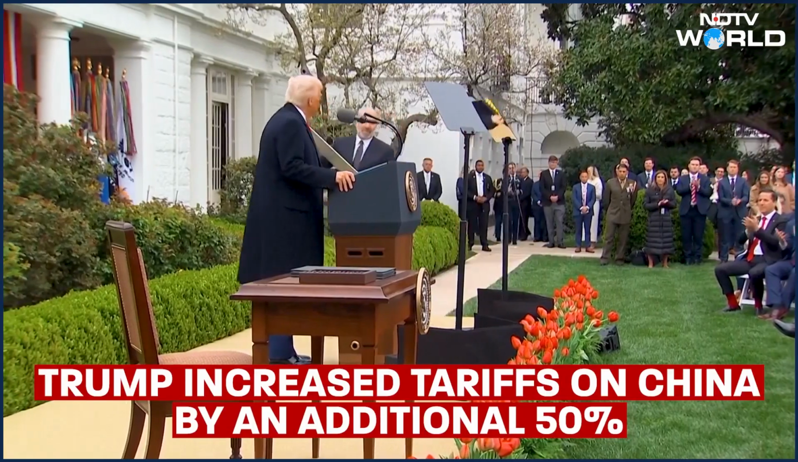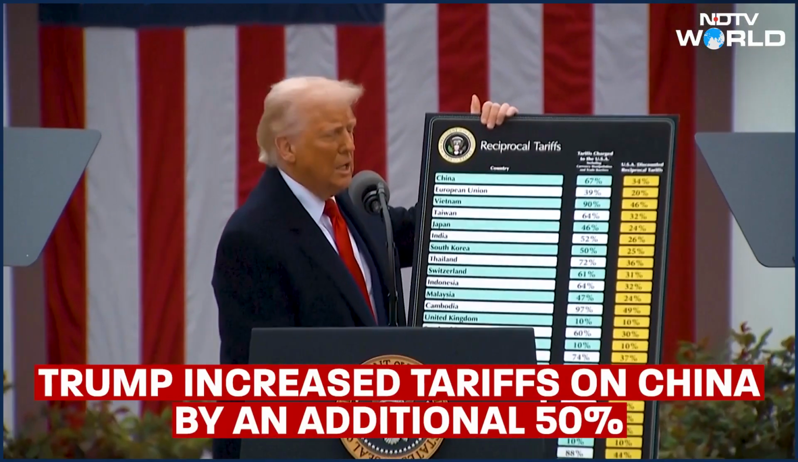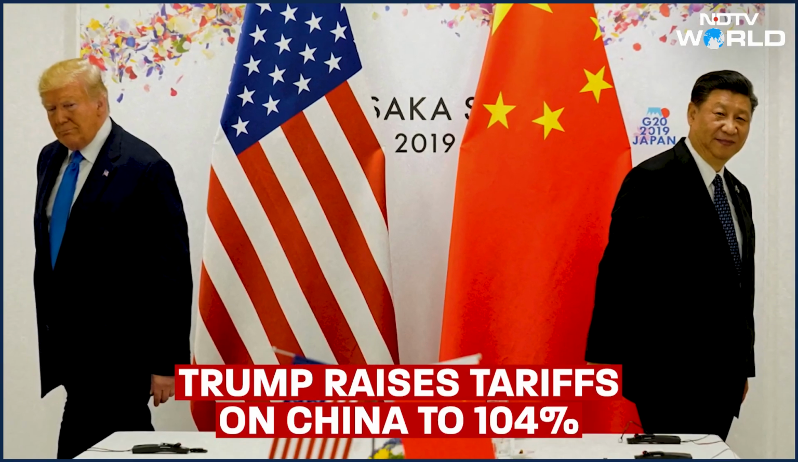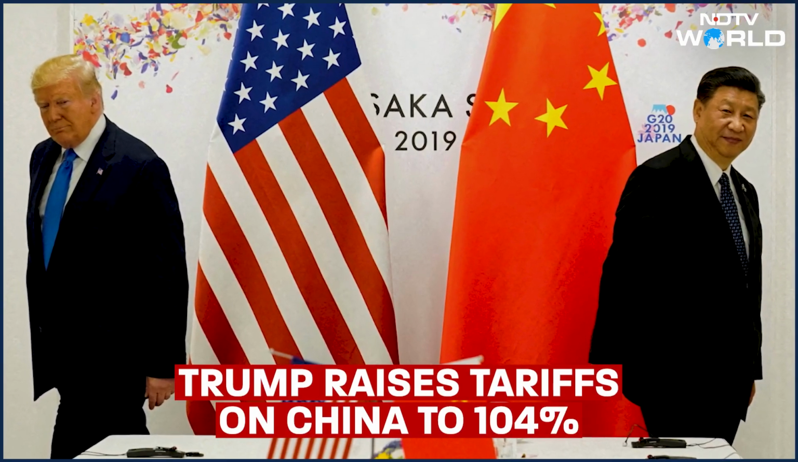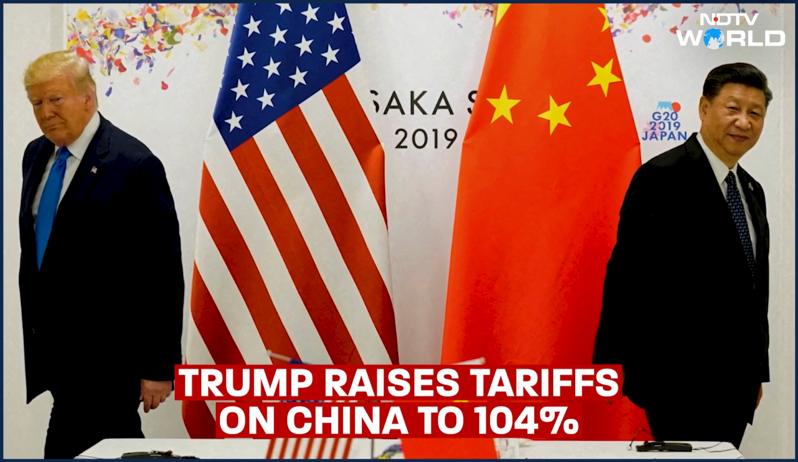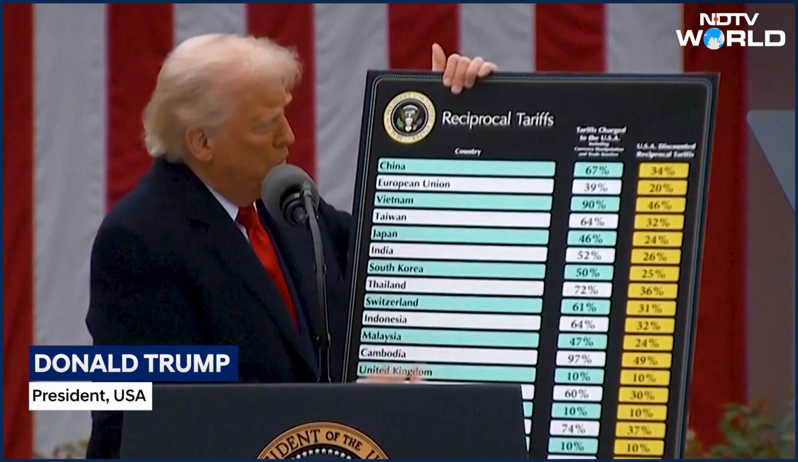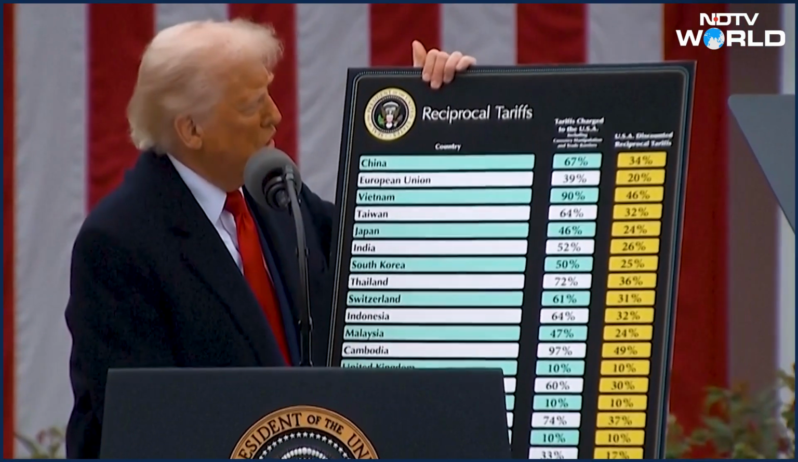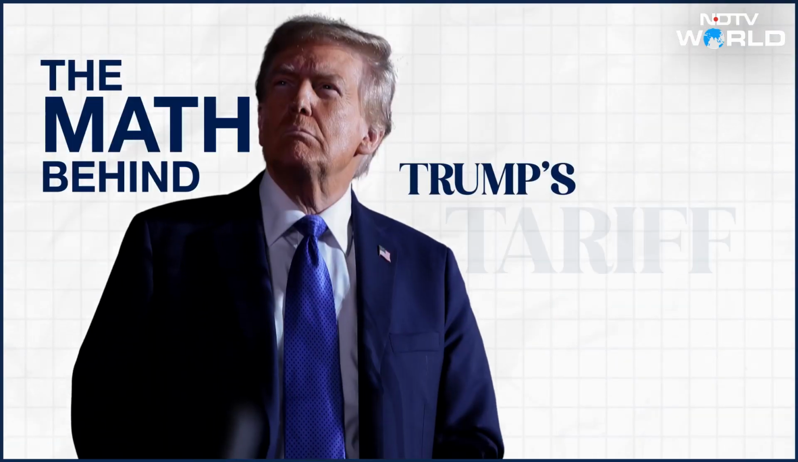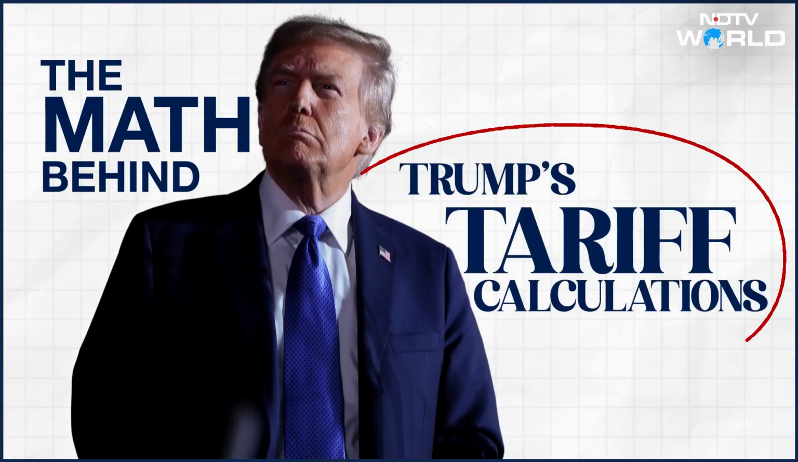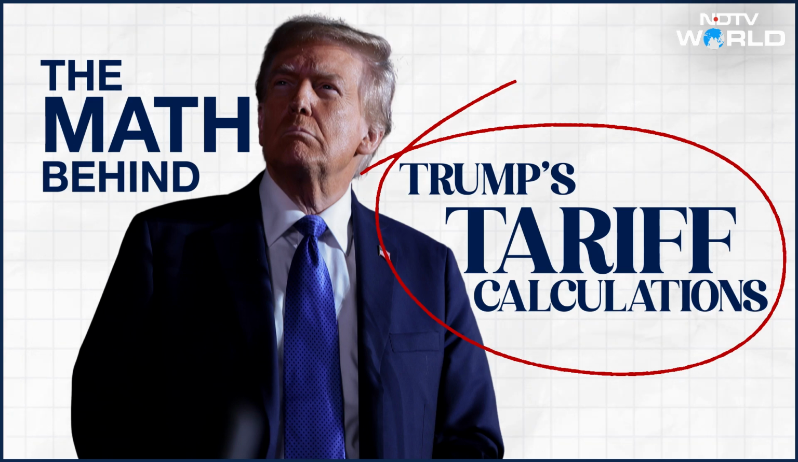US President Donald Trump increased tariffs on China by an additional 50%, bringing the total of tariffs imposed in his second term on the world's second largest economy to 104%. If you look at that, China, first row, China, 67%. But how exactly were these tariffs calculated? Here is an explanation for it.